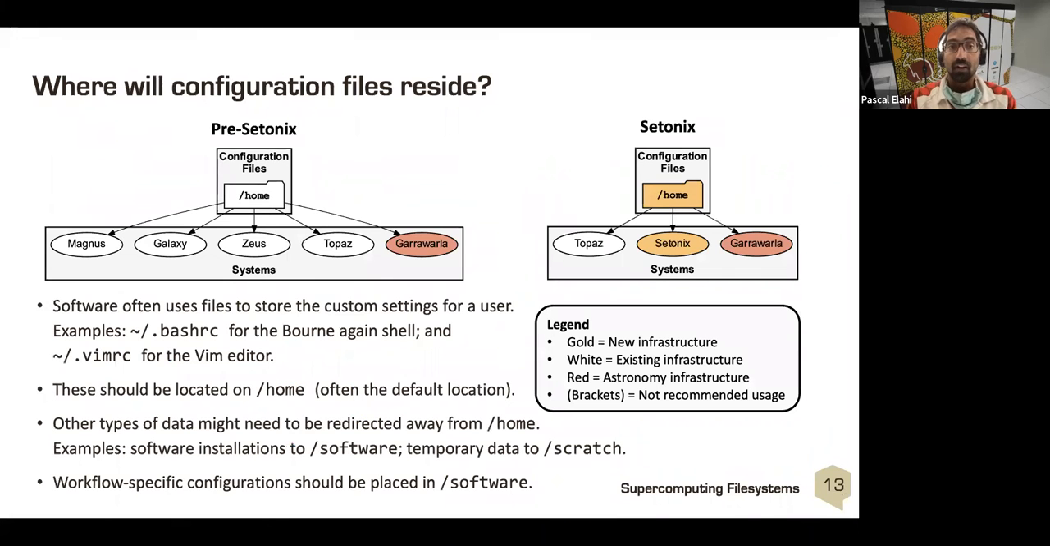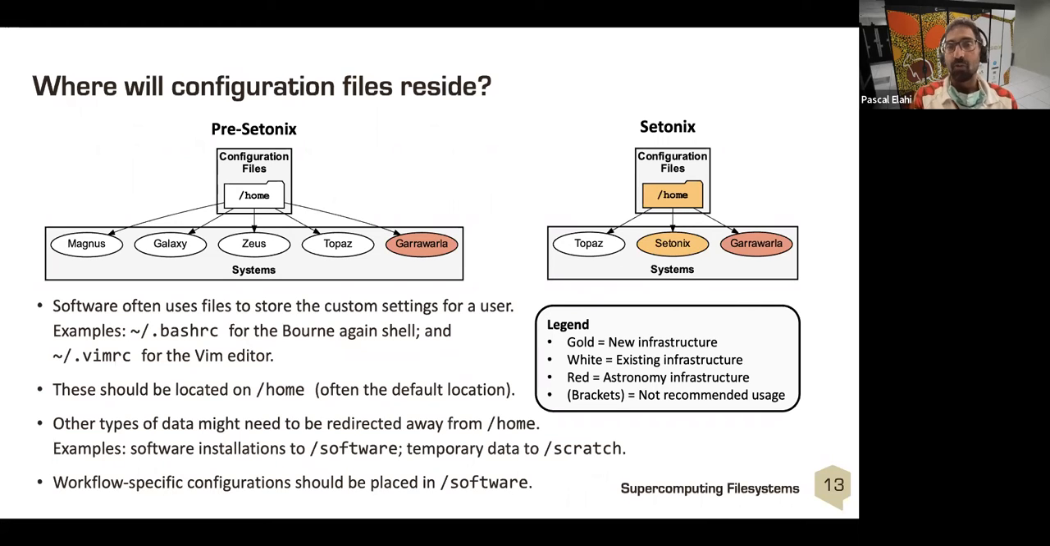So, configuration files. Pre-Setonix, there was a /home that was mounted on all pre-Setonix systems. You could access it through Magnus, Galaxy, Zeus, Topaz, etc. The software also used custom configuration settings. So there could be Python, and even the bash shell has configuration files, and these would be best stored in this home directory. It's either .bash for, let's say, the Bourne Again shell. These are examples. .vimrc.